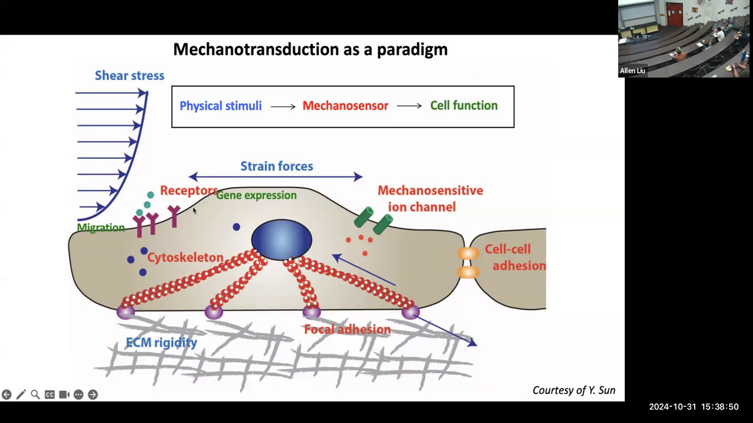It can be changes in gene expression that happen at the nucleus level. It can also be changes in cell dynamics like migration. As I said, the sensors of the mechanical forces are called mechanosensors.